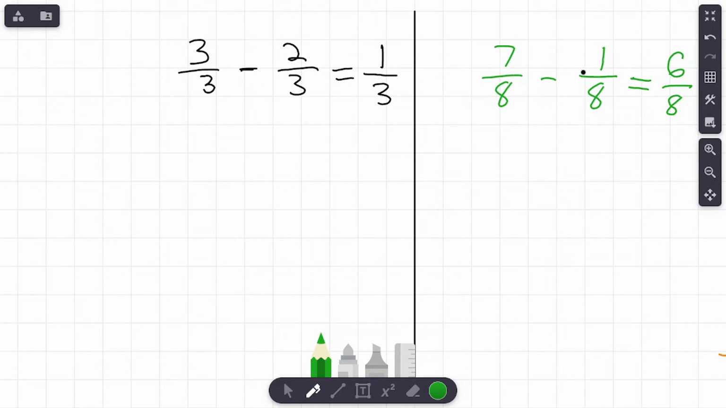So, is our answer 6/8 what you were picturing in your head? When you pictured 7/8 minus 1/8 and put that model in your head, did you get this answer? If not, or if you want to double check yourself, draw a model. Wait, what's that, Mr. C? Should I draw a model to double check myself if I don't quite understand? You know what? You should. Don't be afraid to. Draw it, okay?